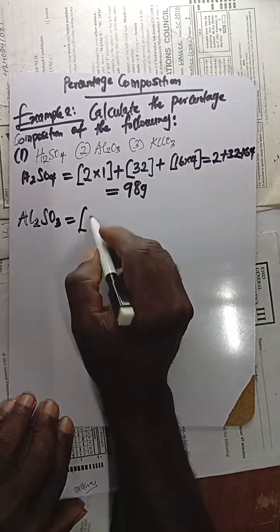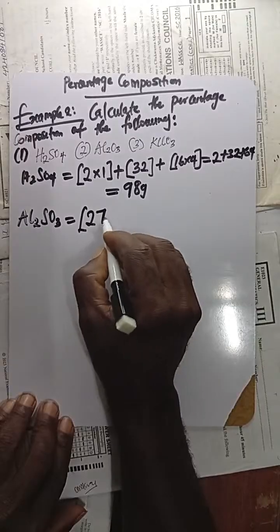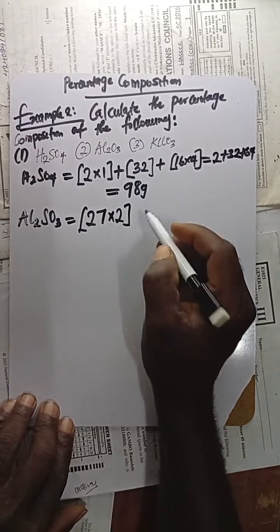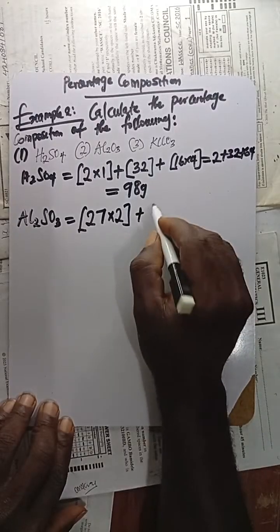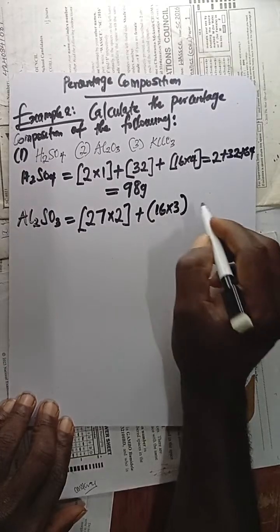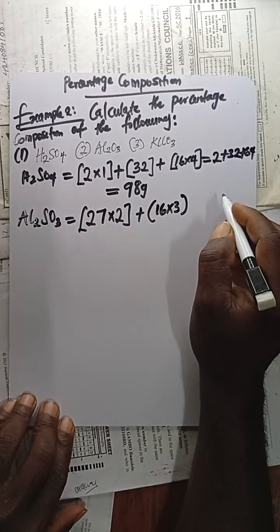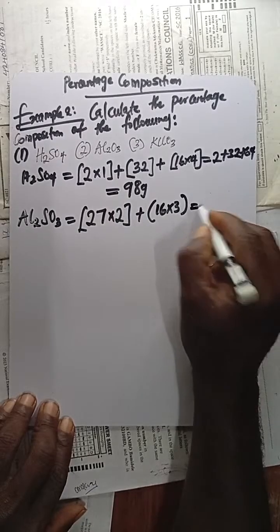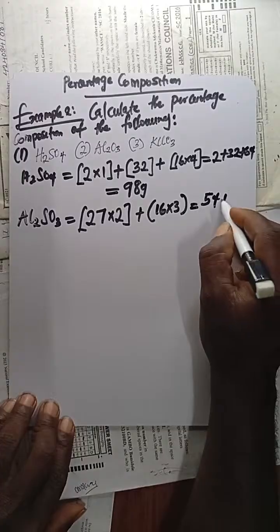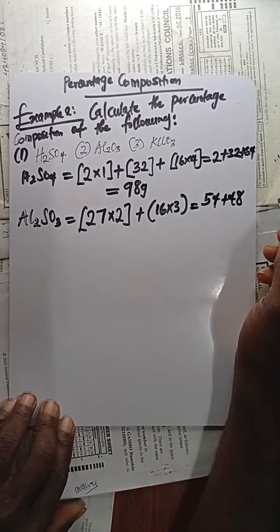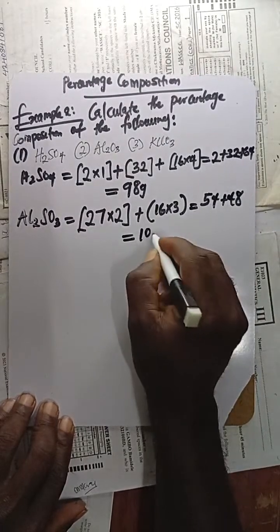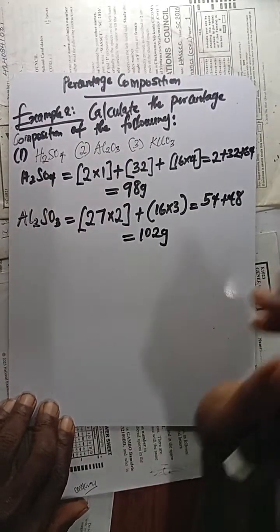Now, we have 27 times 2 plus 16 times 3, which is equal to 54 plus 48, which is equal to 102 gram. Do I clear them?